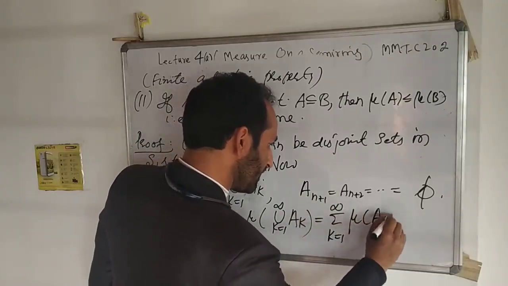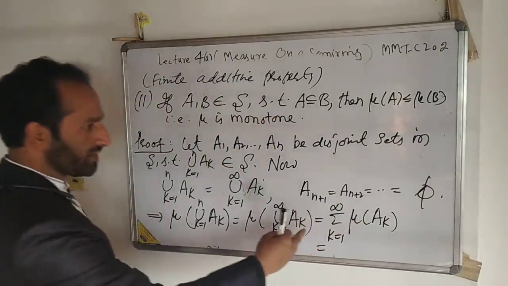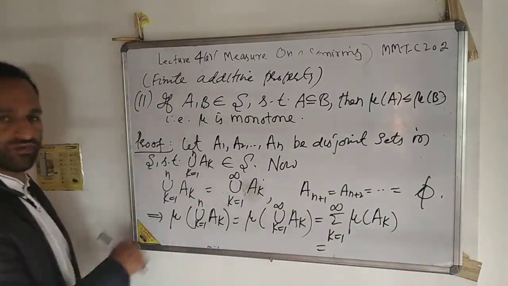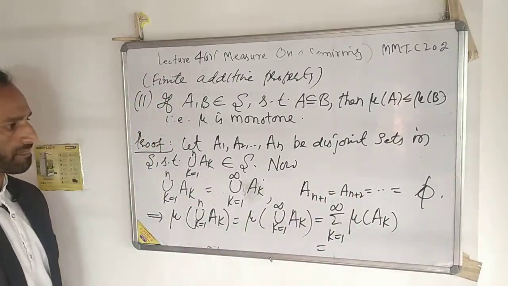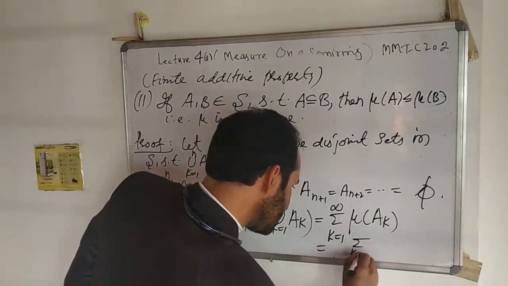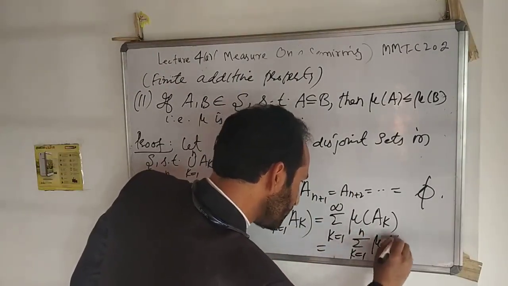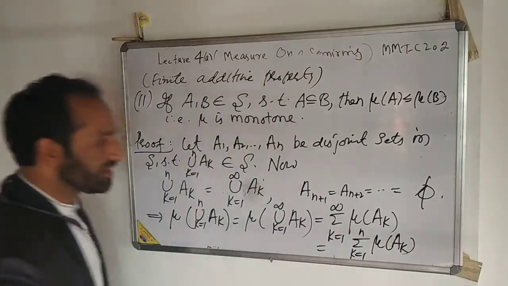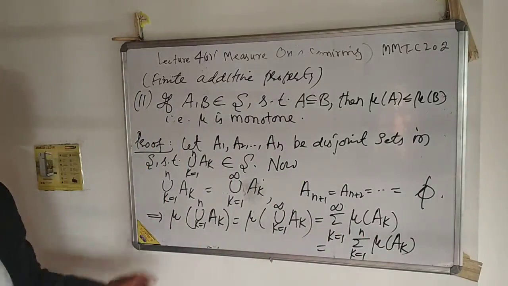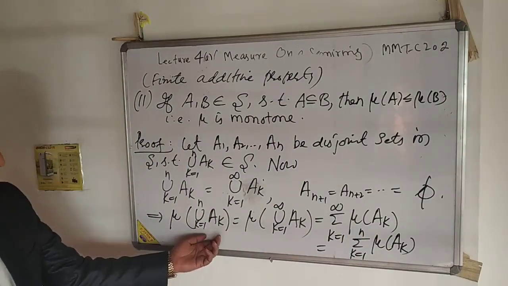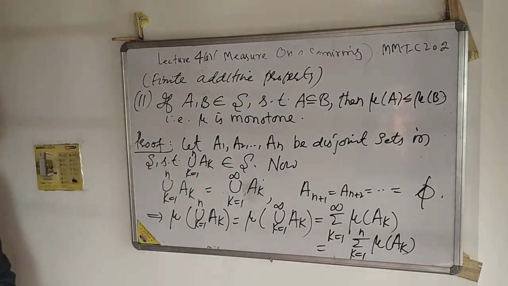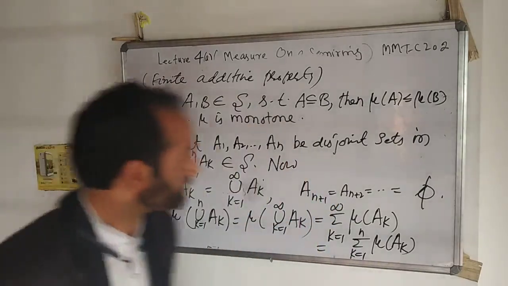But A_{n+1}, A_{n+2}, they are all phi's, and mu of phi is equal to 0. So this summation is the same as the summation k runs from 1 to n of mu of A_k, because mu of A_{n+1}, mu of A_{n+2}, and so on are all equal to 0. So that means mu of this finite union is equal to the summation k runs from 1 to n of mu of A_k. That proves the first part.